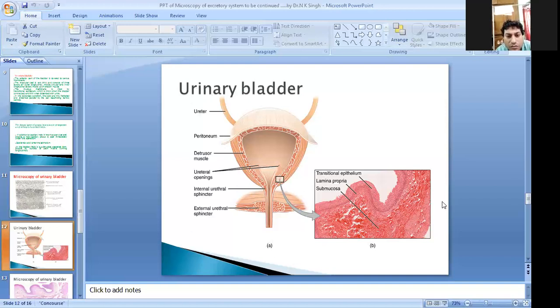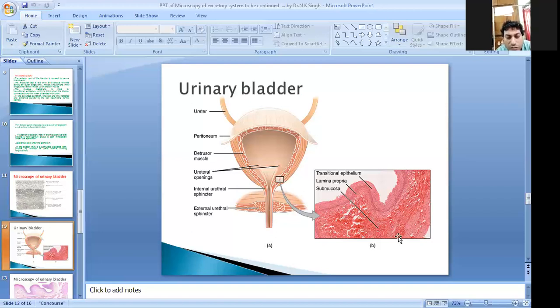So this is the schematic diagram. Both these ureters are opening into the urinary bladder. The urinary bladder is covered with a layer called peritoneum. The wall of this bladder consists of detrusor muscles, which we can call tunica muscularis mucosa. The contraction and relaxation of these muscles helps in the passage of urine from the ureter to the urinary bladder and from the urinary bladder to the urethra. This urethra is guarded by sphincters. The contraction and relaxation of these sphincters allows the passage of urine from the urinary bladder to the urethra.